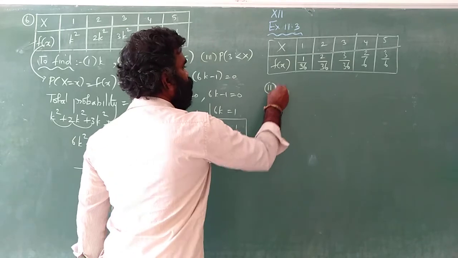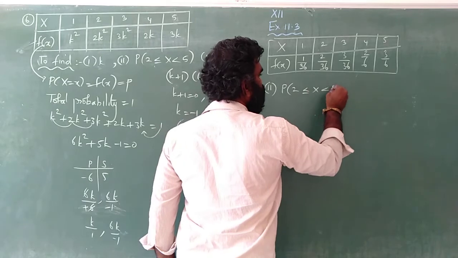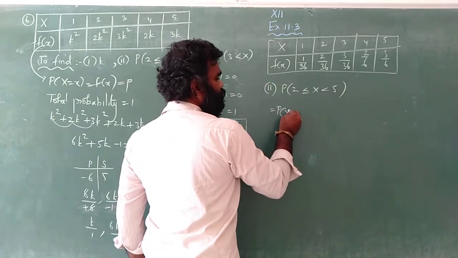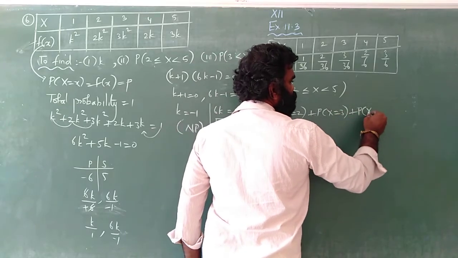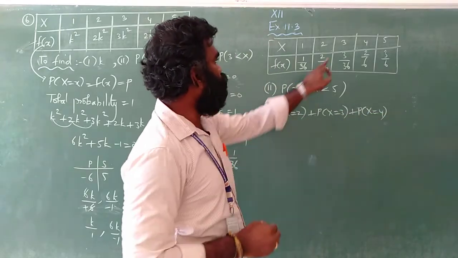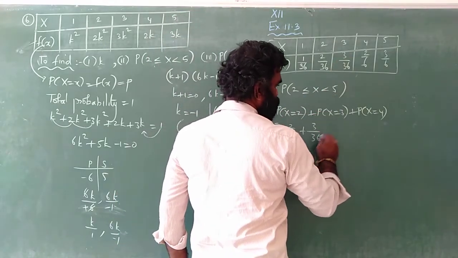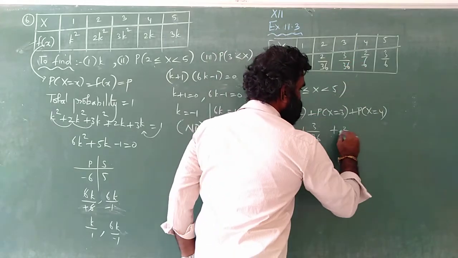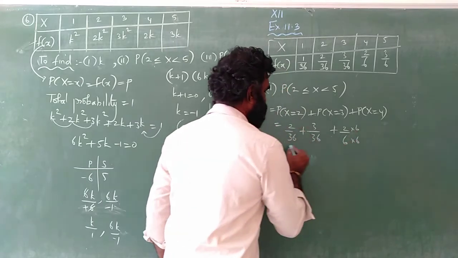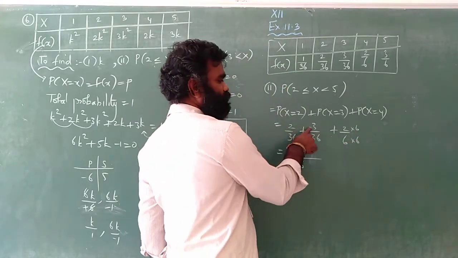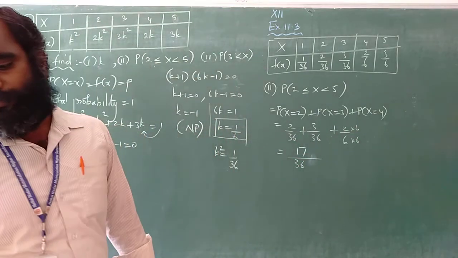What is the second solution I need to find? Nothing but 2 less than or equal to x less than 5. What has come? x is equal to 2, x is equal to 3, x is equal to 4. That's all. What is the 2 answer? 2 by 36. 3 answer? 3 by 36. 4th answer? 2 by 6. 36, 36, so multiply with 6. 6 and 6 multiplication, so divide by 36. 2 plus 3 is 5, 5 plus 12 is 17. Answer is 17 by 36.